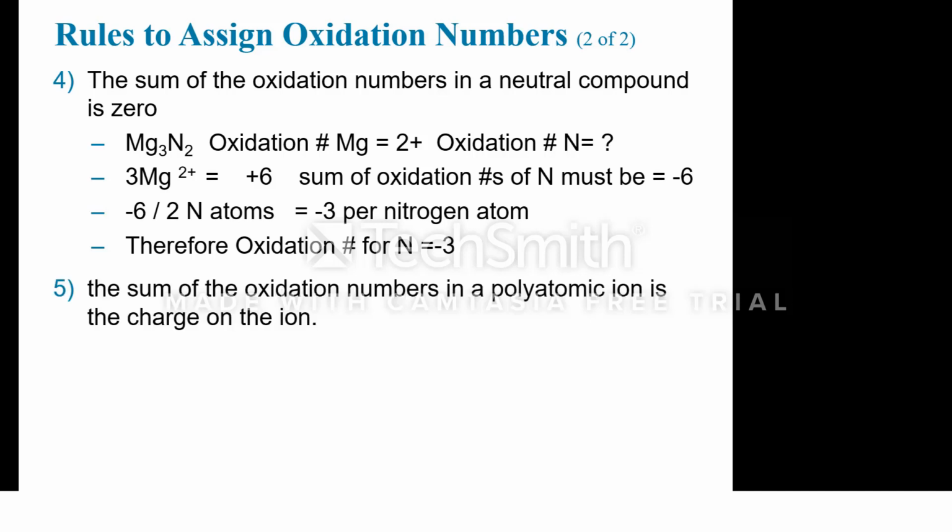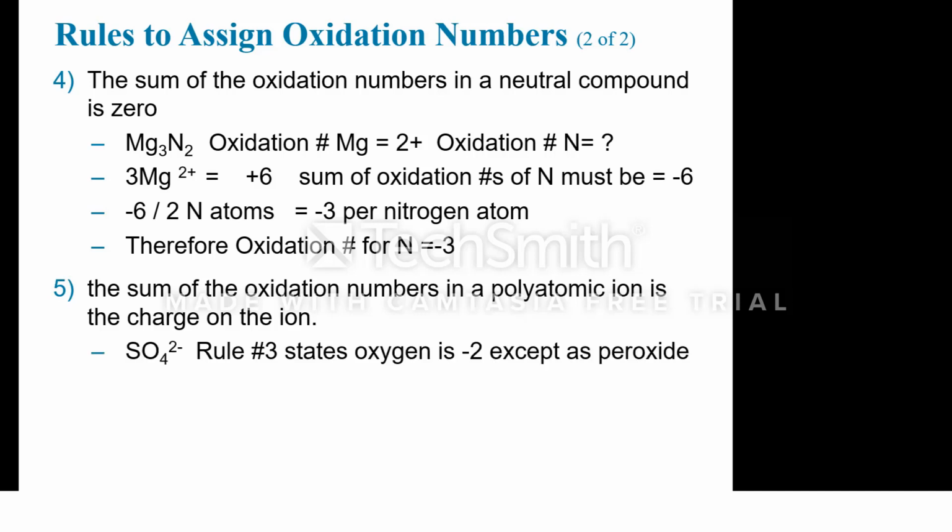Rule number 5 deals with polyatomic ions. The sum of oxidation numbers in a polyatomic ion will add up to the charge of the ion. So the sum of oxidation numbers in polyatomic ions equals the charge of the ion. For example, we have SO4 2-, the sulfate ion.